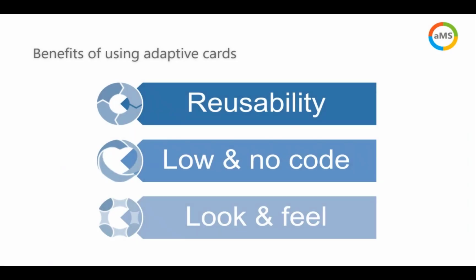The benefits, there are lots of great benefits. The first one is reusability. So when you create an adaptive card once, you can reuse it across different platforms. You also get a really great look and feel with adaptive cards. So sharing information to teams through Power Automate, it can become really basic with just some text. But with adaptive cards, you can share images, videos, links, and make it interactive. And you can achieve that with low to no code.